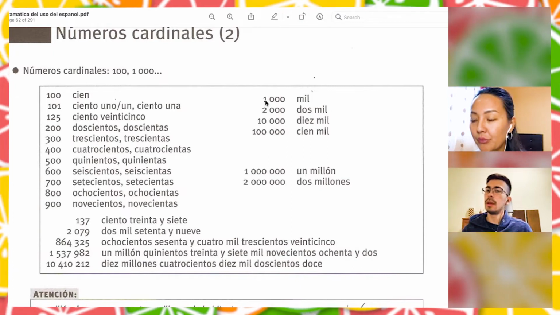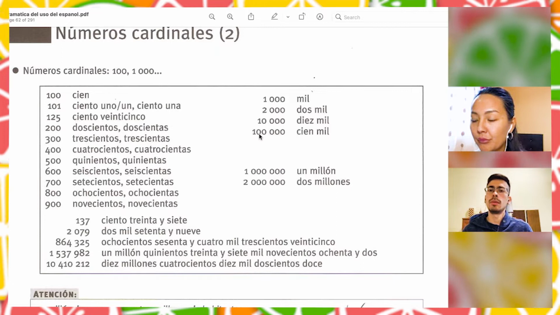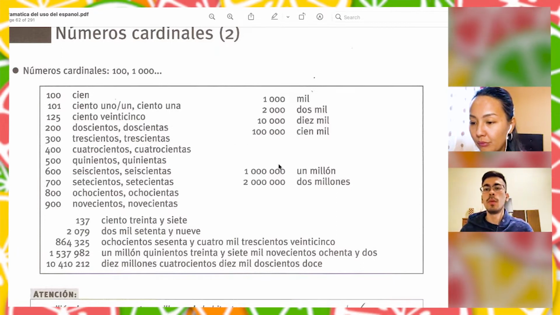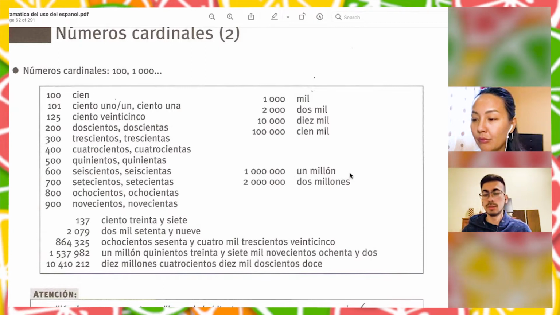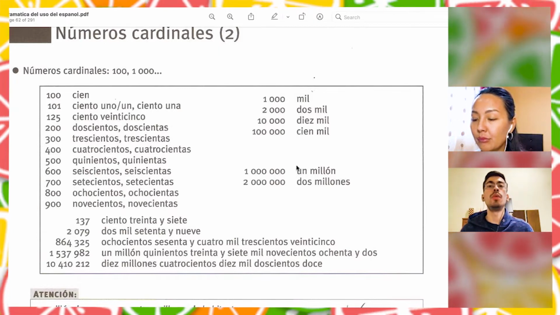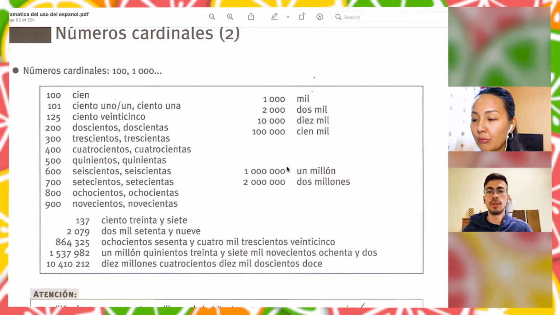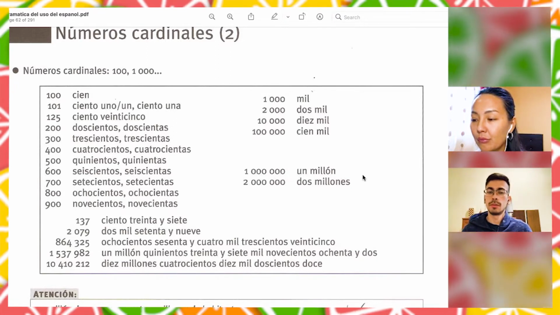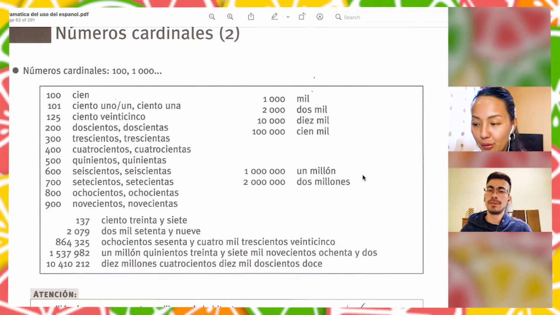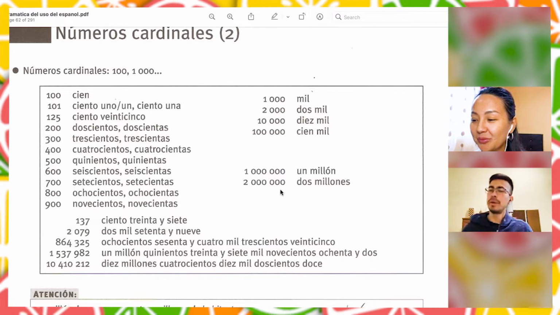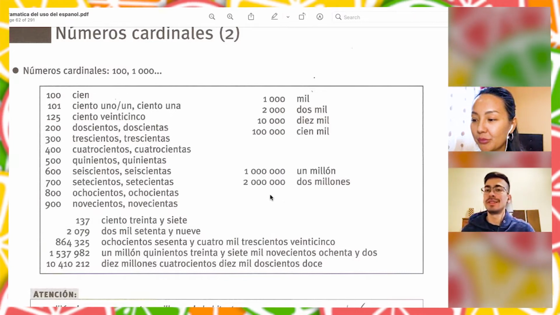Okay, and here we can continue 100,000, 200,000, right? Until 1 million. Here we will always use un millón, right? We will not say uno millón or una millón. It's always un millón. I suppose because millón is masculine. Right. Good. And we can continue. So 2 millones, 3 millones.